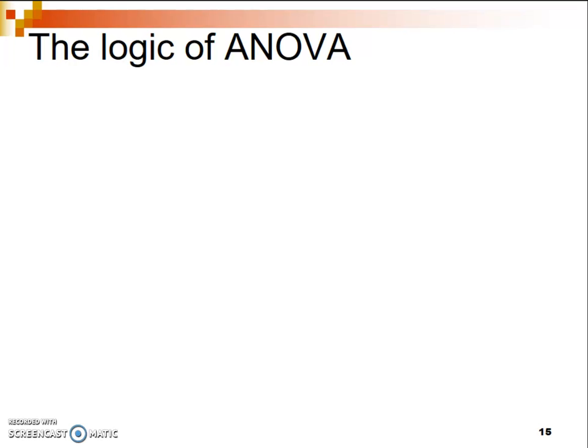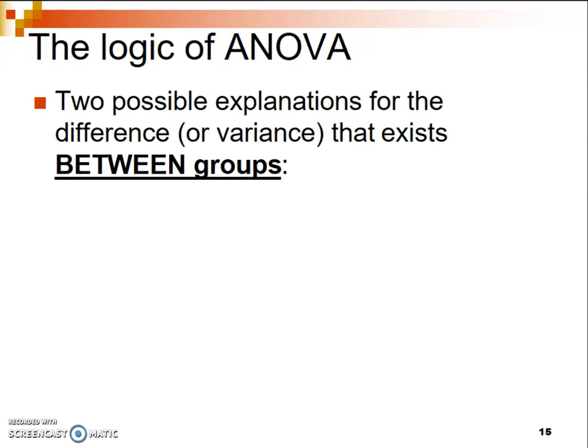So as I mentioned in the previous slides, what ANOVA does is it compares the variability between groups to the variability within groups. And so let's talk about each of these different types of variability and why there might be differences in each of them. So there are two possible explanations for why there might be differences between the groups that we've studied.